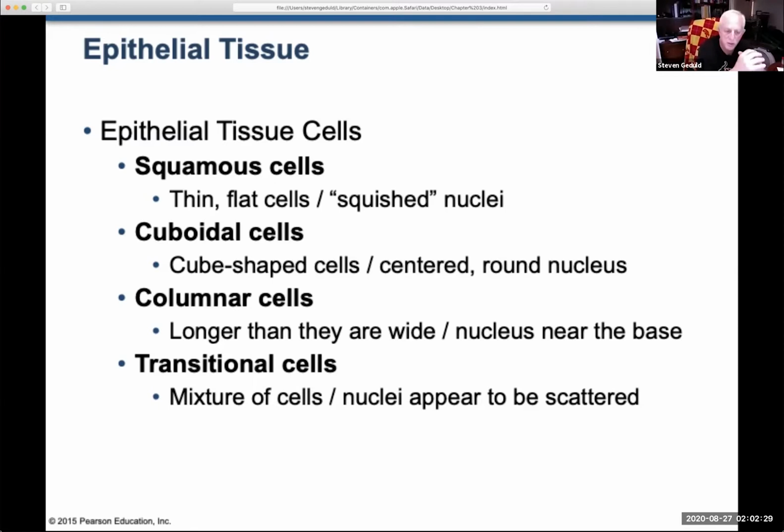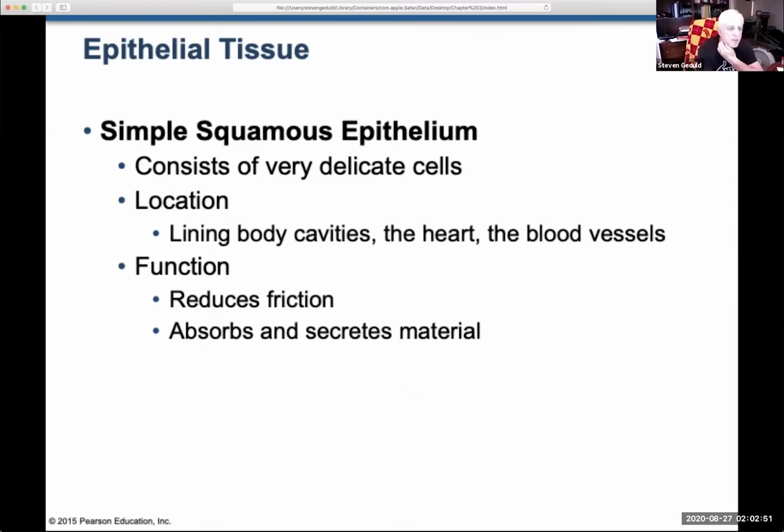Transitional cells are a mixture of cells. The nuclei appear to be scattered. So you've got squamous cells, cuboidal cells, columnar cells, and then transitional cells. Each of those occurs in different areas of the body, depending on the different functions they're going to be serving. So simple, remember, was one layer.